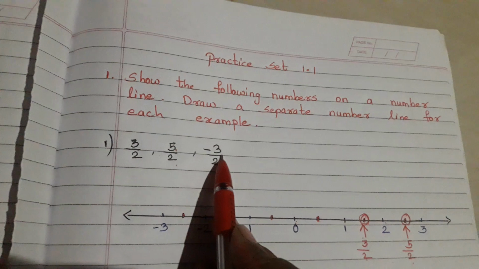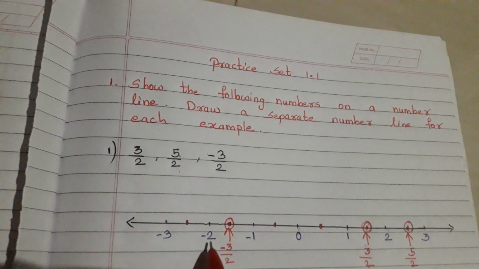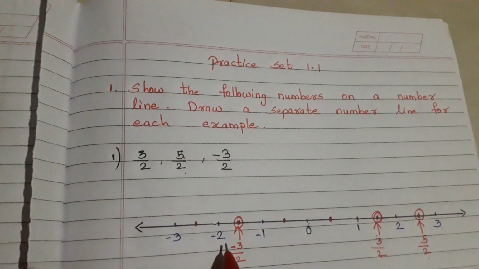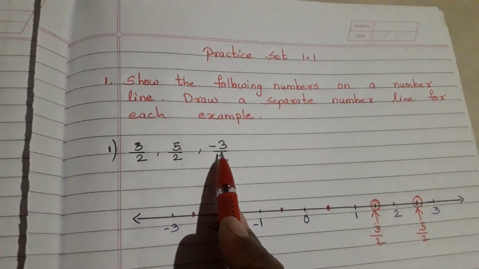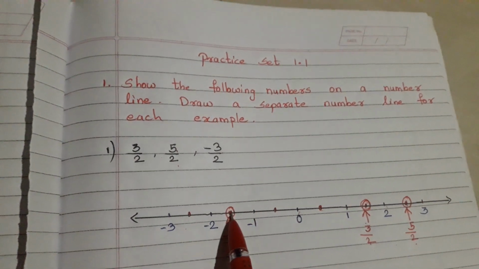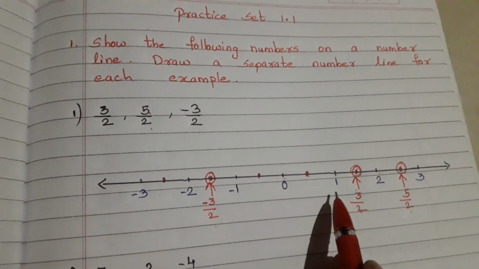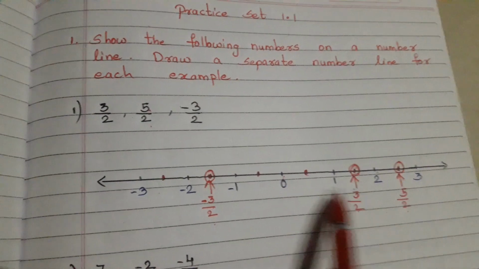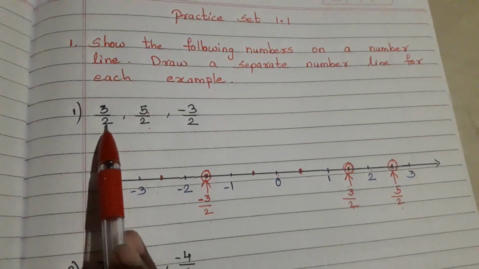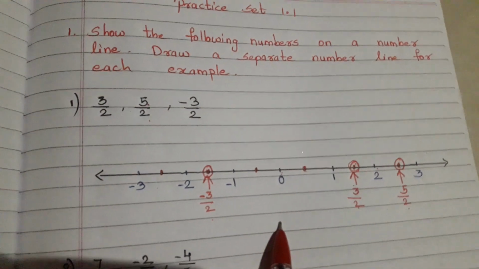And the third one is minus 3 upon 2. This minus 3 upon 2 is on the left side of the 0 because the negative numbers are on the left side of 0. So count 3 points from the left side. Here it is 1, 2 and 3. This denotes the number minus 3 upon 2. So this is the number line for the first example, and here we have denoted the 3 rational numbers 3 upon 2, 5 upon 2 and minus 3 upon 2 on the number line.